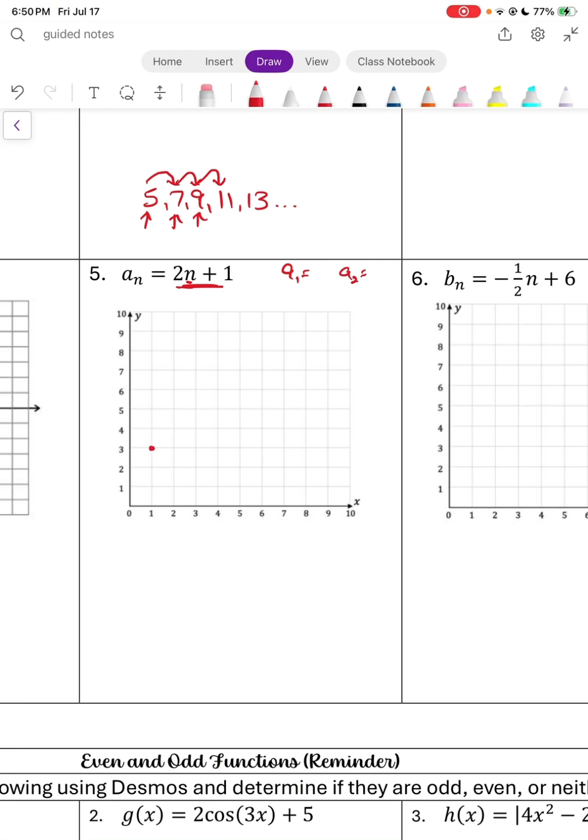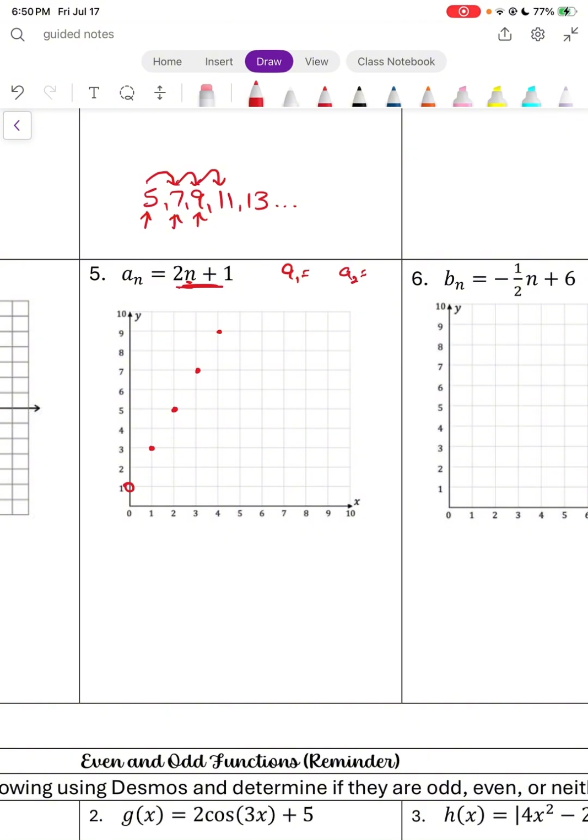My second term, if you plug it in, gives you a 5. My third term gives you a 7. My fourth term gives you a 9. And you can tell that it's actually a line. And we could have actually graphed it our shortcut way. It would cross right here, and then you have rise 2, run 1, rise 2, run 1.